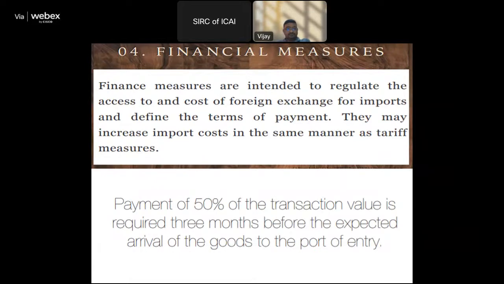Financial measures. So there will be a requirement of 50% of the transaction value to be paid 3 months before expected arrival of goods. That means no one is ready to make the payment in advance. So at that time, the imports will be reduced.